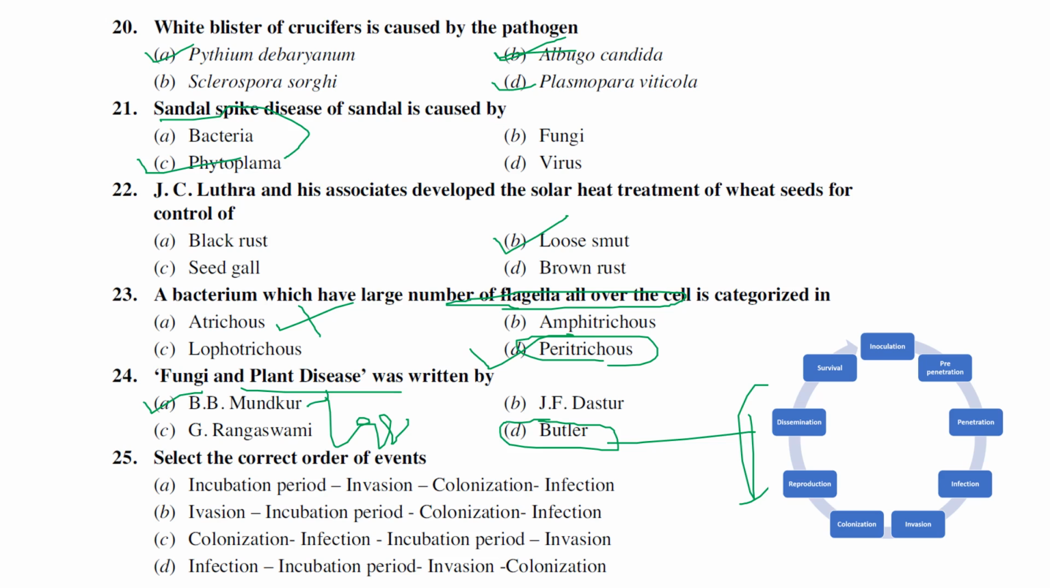Butler wrote one more book called Fungi. He actually wrote many books, but the famous book is Fungi and Diseases in Plants, which was published in 1918. He is considered the father of plant pathology as well as mycology in India. J.F. Dastur is the second president of the Indian Phytopathological Society after S.R. Bose.